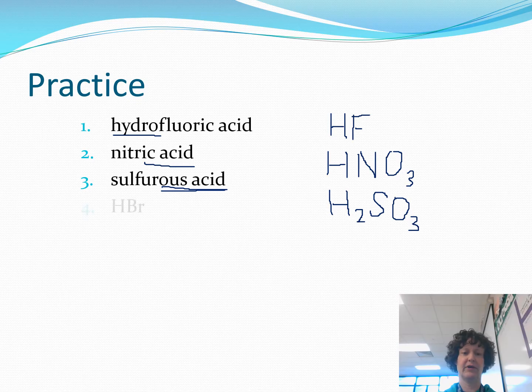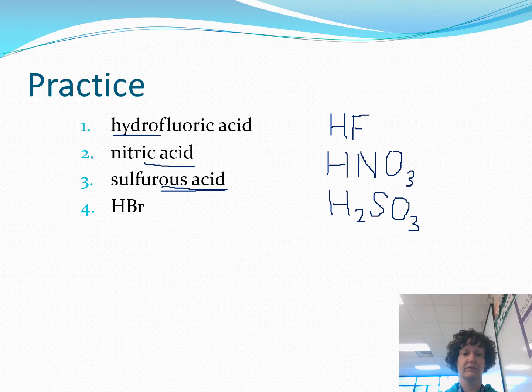All right, a few more. Here we go. HBr. Now we're going the opposite direction. Is this binary or ternary? Yeah, it's binary. It's got only 2 elements, hydrogen and bromine. All right, so if it's binary, that should be pretty easy. You just slap on the beginning of the compound the prefix hydro.